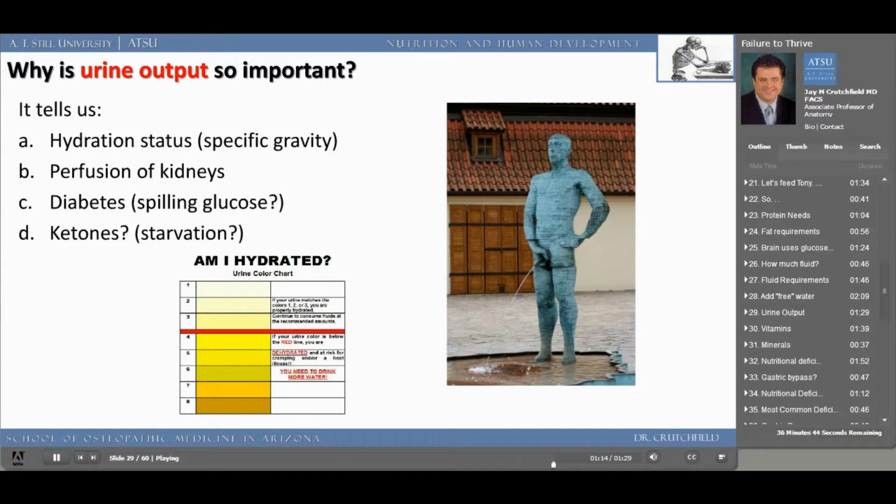Are they hydrated? Look at the specific gravity. If the specific gravity is normal, they're hydrated. If it's really high, they're dehydrated, and you need to fix that. So urine output is very important, not only to nutrition, but to the status of the patient overall.